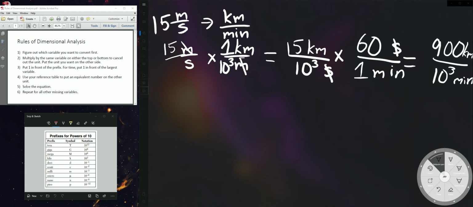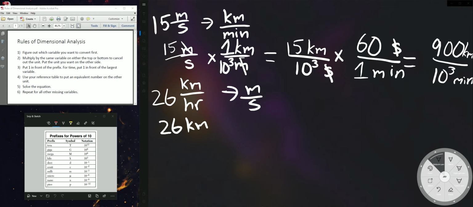So it says 26 km over hours, and we want to convert that into meters per second, right? So let's figure out the variable we want to cancel out first. For the first time, let's try and cancel out the hours, alright? So 26 km over hours. Well, how do I cancel out the hours? Well, we can't really directly convert hours into seconds. I mean, we can, but let's kind of show all our work.